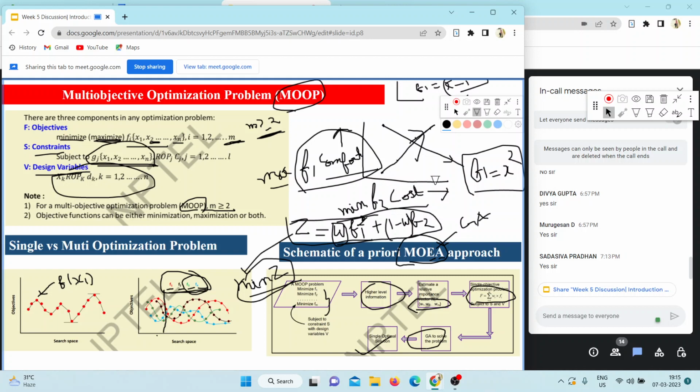I am not getting your question fully. If you will explain more, I can. Yes, sir. My question is, sir, what are the different objective functions we can write mathematically? That is my question, sir.